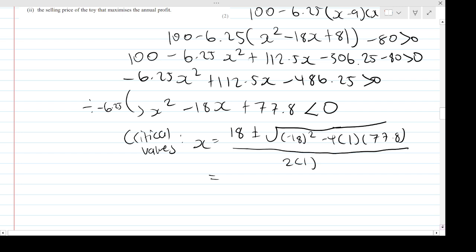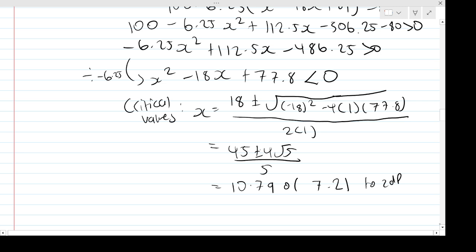So the critical values would be 45 plus or minus 4 root 5 over 5. And as a decimal, because it might be easy to visualize this as a decimal, that's either going to be 10.79 or 7.21.